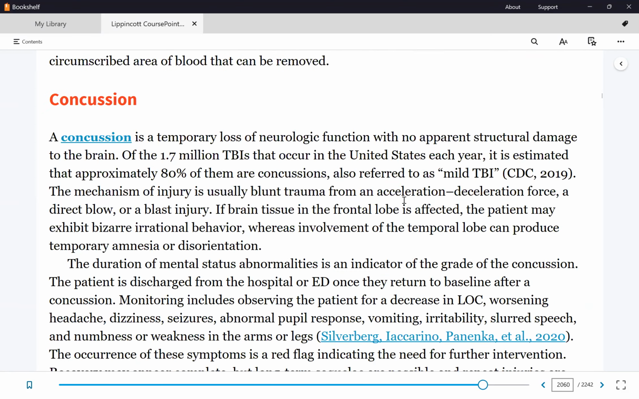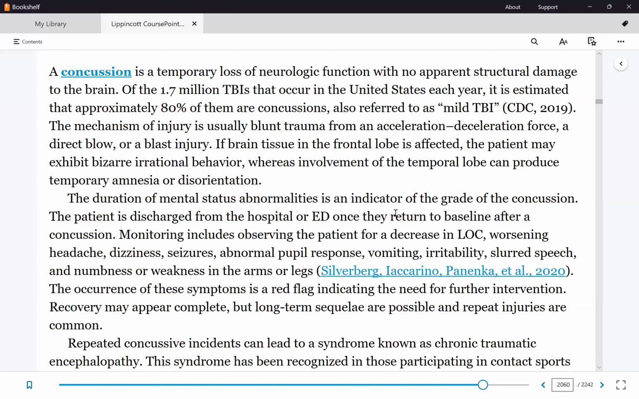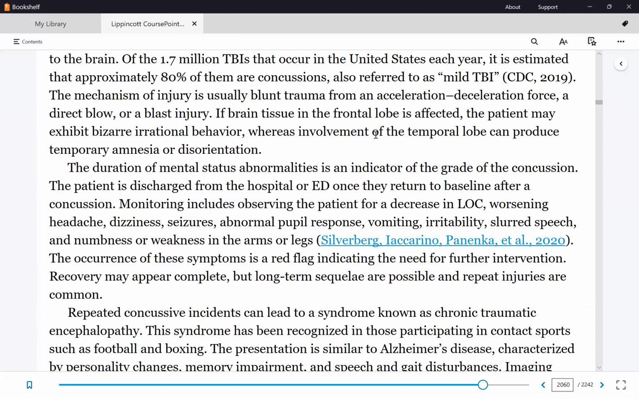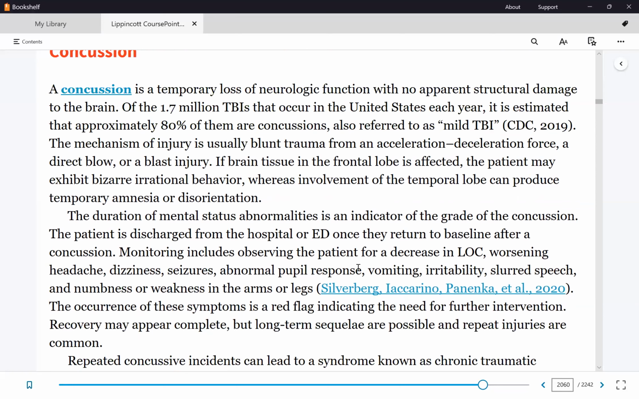Okay, so here's a concussion. So manifestations are here. In mild TBI, the common or layman term is a concussion. What are the manifestations? Here are the manifestations.